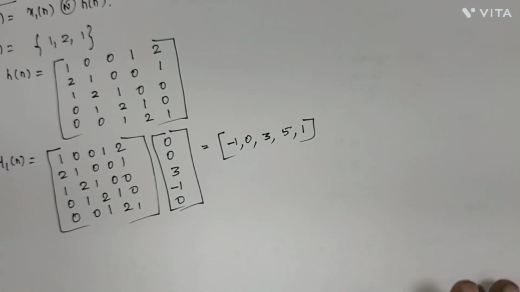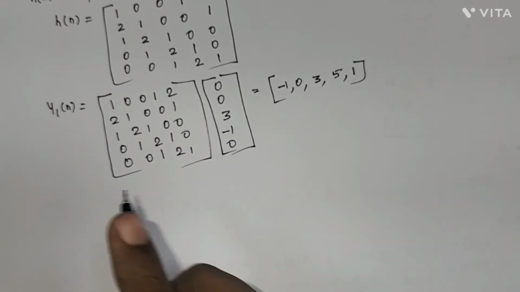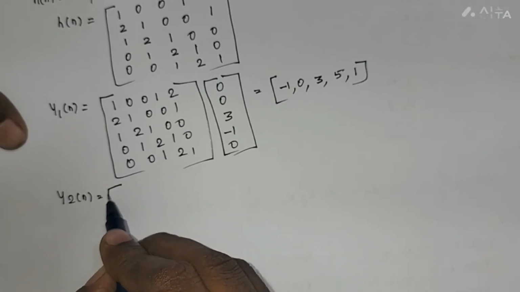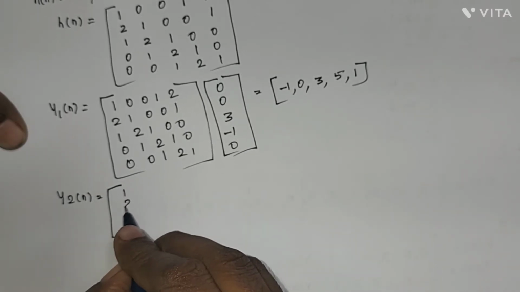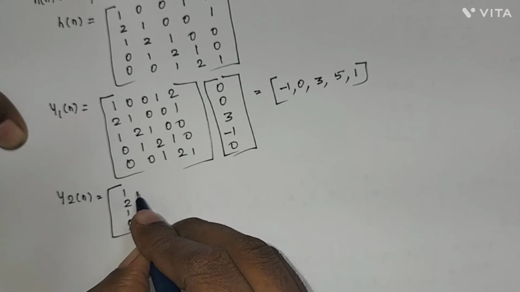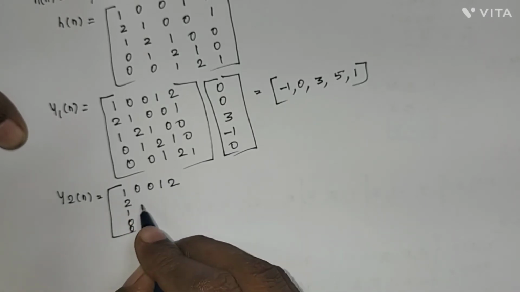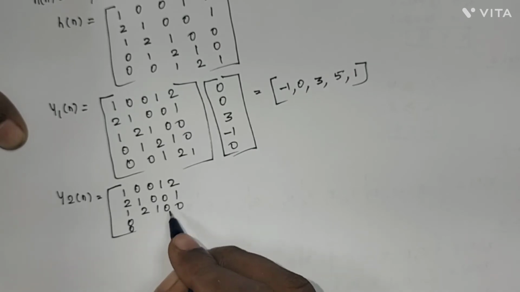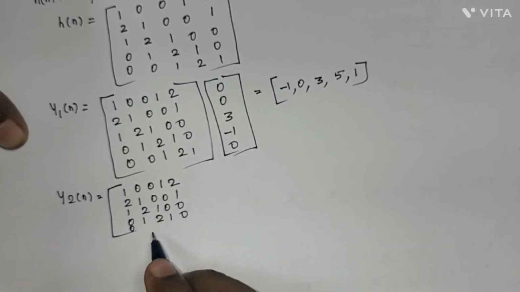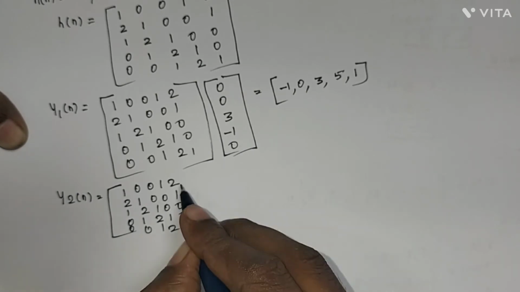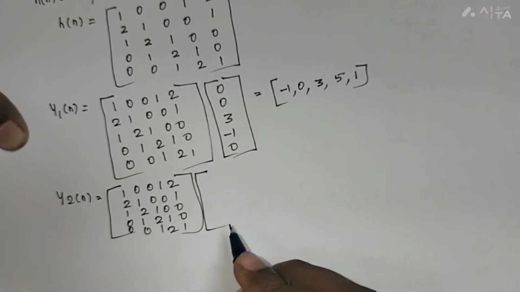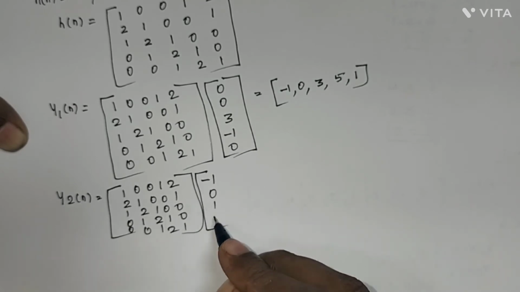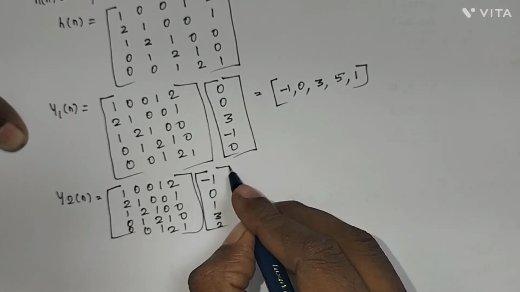Next, for second, y2 of n. So for y2 of n, the same thing, 1, 2, 1, 0, 0, 0, 0, 1, 2, 1, 0, 0, 1, 2, 1, 0, 0, 1, 2, 1, 0, 0, 1, 2, 1. And the input sequence is minus 1, 0, 1, 3, 2. The same thing, multiply it.